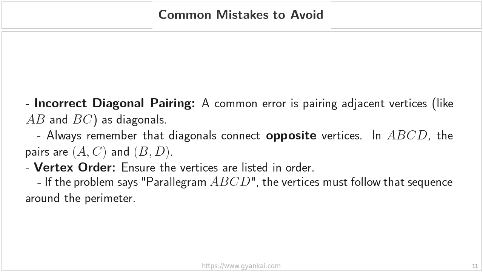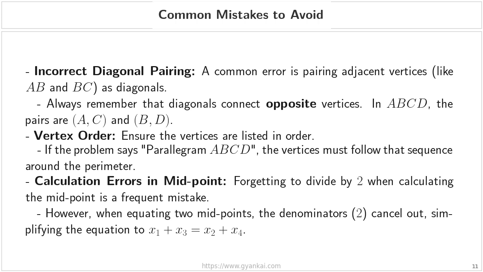Second, pay close attention to the vertex order. The problem will usually name the shape in a specific sequence, such as parallelogram ABCD. This tells you that the vertices must follow that exact sequence as you move around the perimeter of the shape. If you misinterpret the order, your diagonal pairs will be wrong, and the rest of your calculation will fail. Finally, watch out for calculation errors when finding the midpoint. A frequent mistake is simply forgetting to divide by 2.